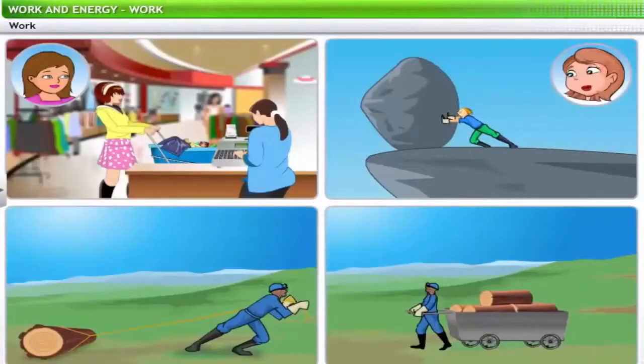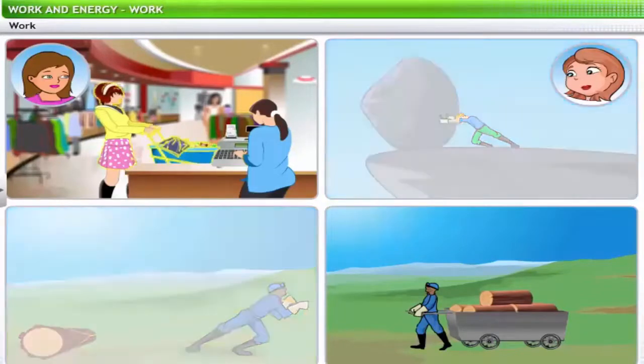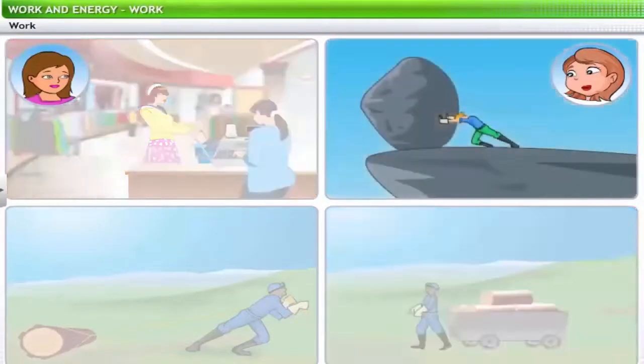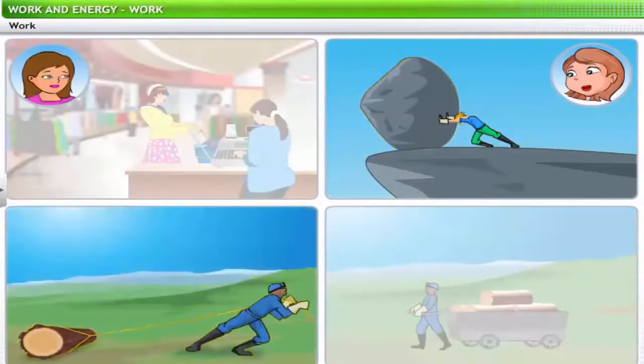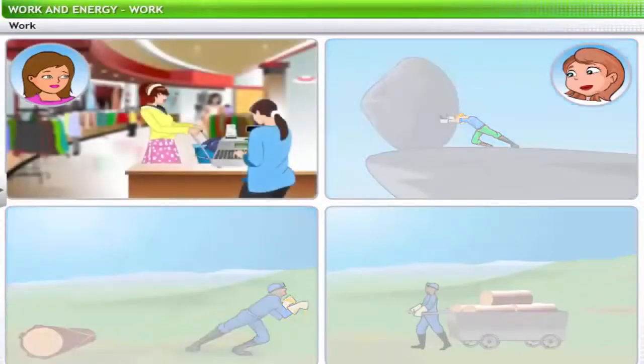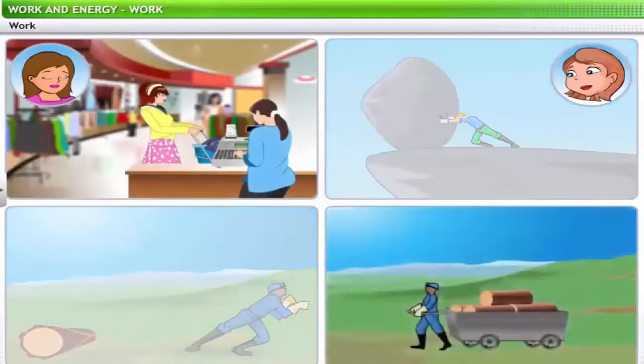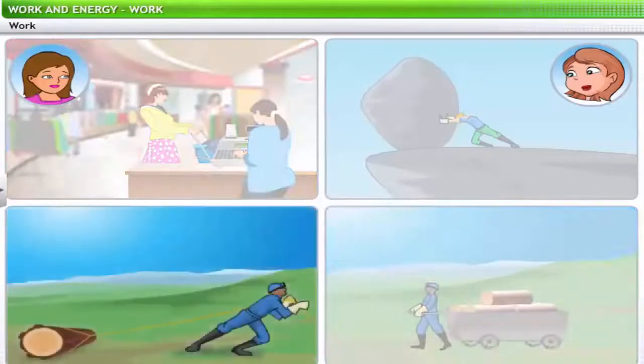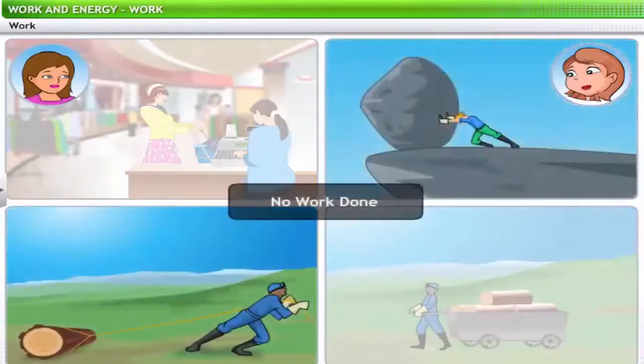In the given situations, all the four characters have applied force, but the result of that force differs. The woman and the handcart puller are able to move the trolley and the handcart across a certain distance. However, Jerry doesn't have much success in moving the boulder, and the man is not able to move the fallen tree. In scientific terms, the woman pushing the trolley and the man pulling the handcart performed some work. However, the man trying to pull the fallen tree and Jerry have not done any work.